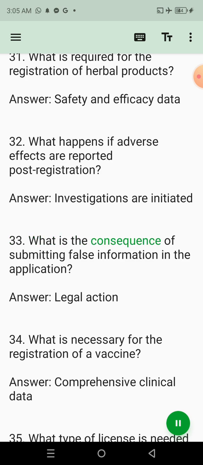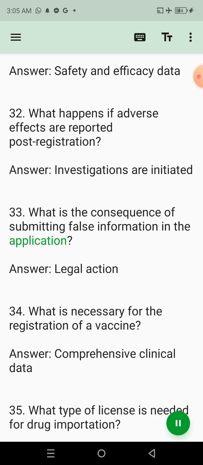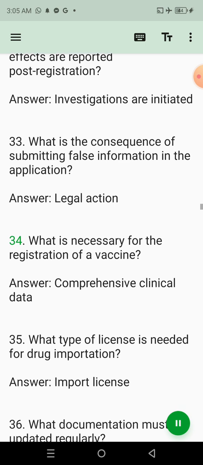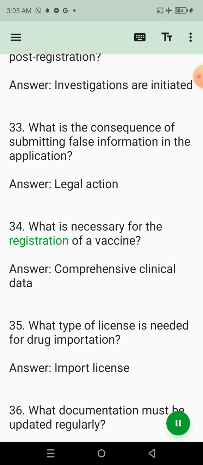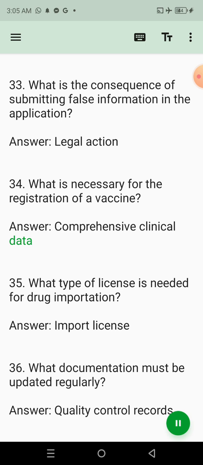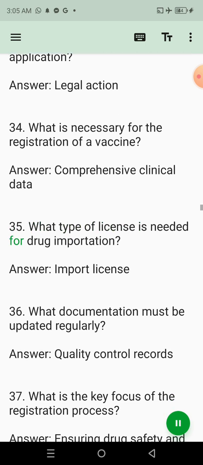33. What is the consequence of submitting false information in the application? Answer: Legal action. 34. What is necessary for the registration of a vaccine? Answer: Comprehensive clinical data. 35. What type of license is needed for drug importation?